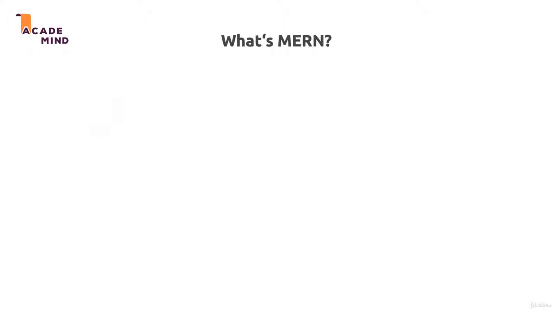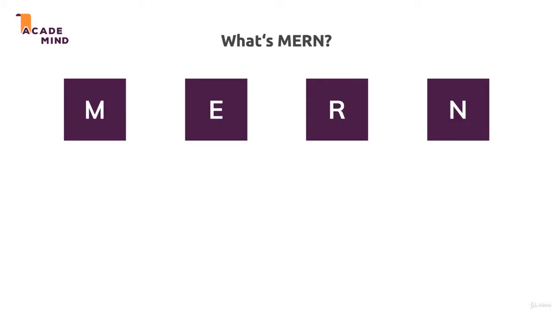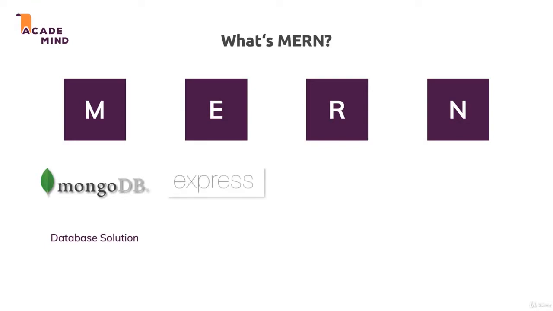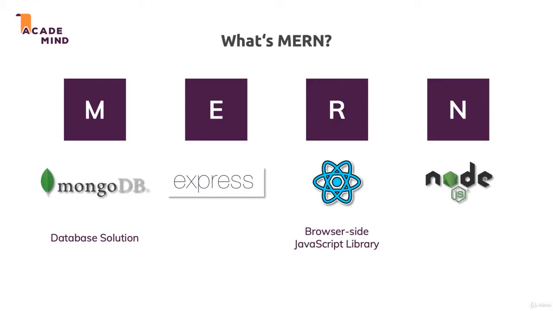So what's MERN? What does MERN stand for? The M stands for MongoDB, and that is a database solution. The E stands for Express. I'll come back to what this is in a second. The R stands for React.js, and this is a browser-side JavaScript library that helps us build amazing user interfaces. And the N stands for Node.js. This is a server-side JavaScript runtime, an environment where JavaScript code can be executed outside of the browser.